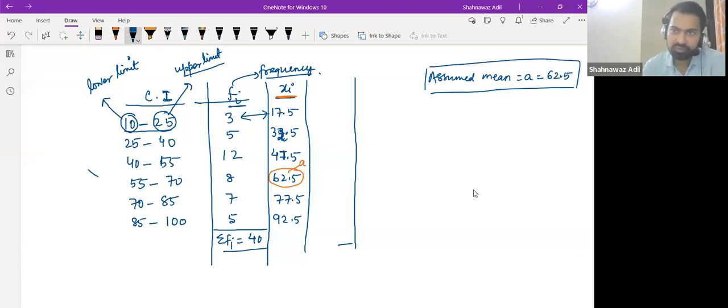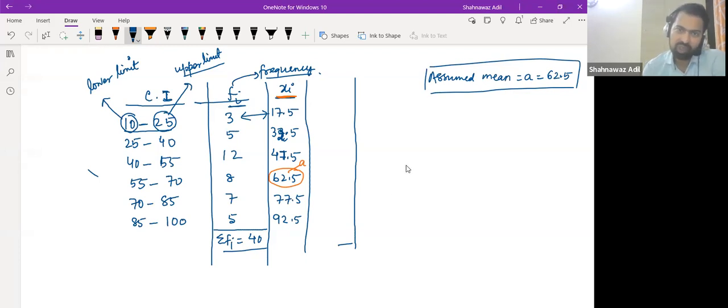Why did you choose 62.5 for the assumed mean? Yeah, this was in the middle, right? So we choose the middle value. We can choose either 62.5 or 47.5, whichever one is in the middle. And if we use 47.5? Yes, that is also correct. We can choose either of these two, right?